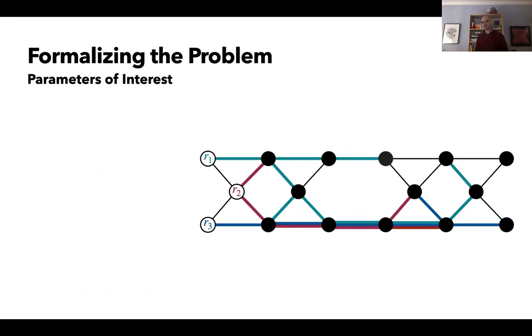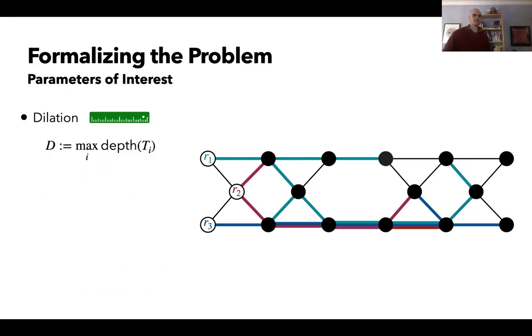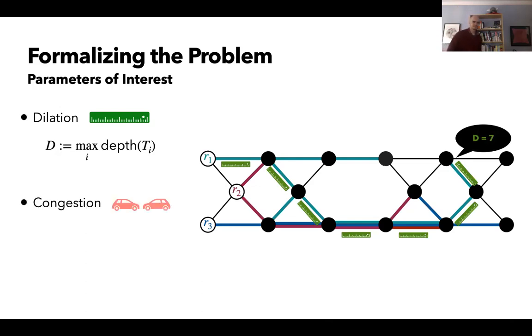Now, when studying these kinds of problems, there are 2 parameters that people care about. The first parameter is the so-called dilation. This is just the maximum over all of our trees of the depth of each tree. In the example I just gave, the dilation will be 7 because if you look at this one green tree, there's a root to leaf path that consists of 7 edges, and that's the longest root to leaf path among all of our trees.